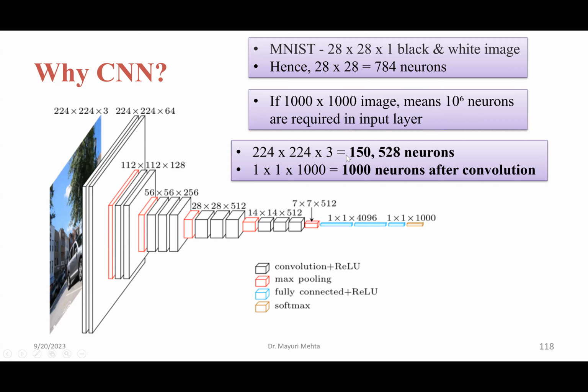For this figure, the image is considered 224 cross 224 cross 3 because it is a color image. So a color image means this many neurons are required. But when we use a convolutional neural network, it reduces the dimension of the image from 224 cross 224 cross 3 to 1 by 1 by 1000. So now only 1000 neurons are required, because we have used CNN to reduce the dimensions of the image.